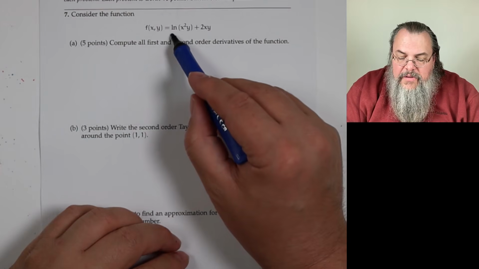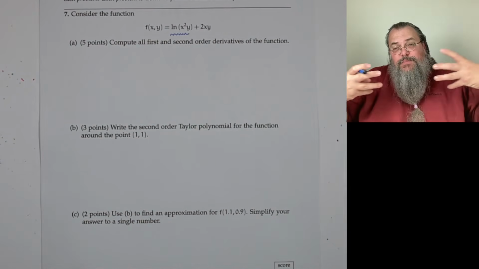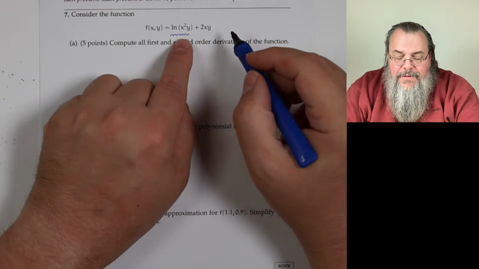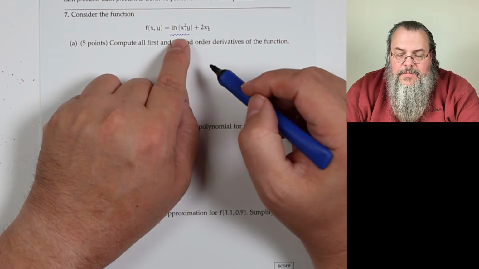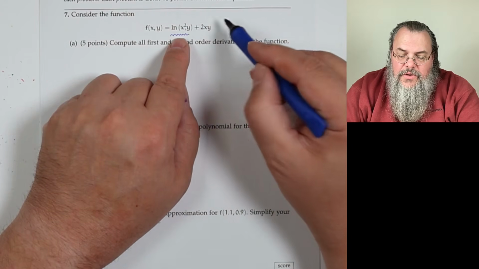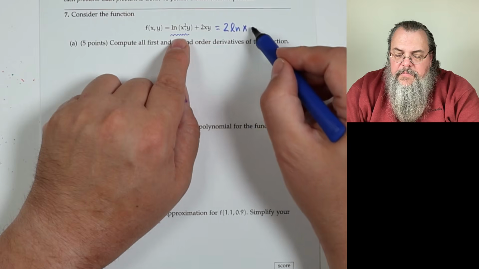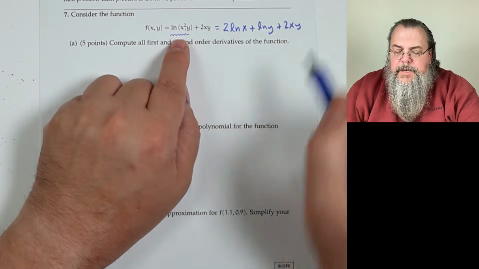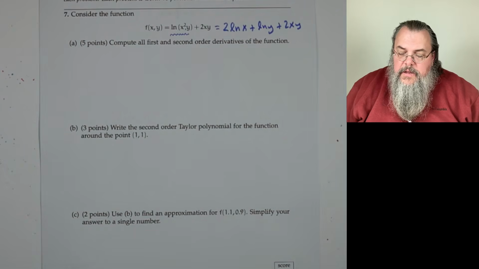And the reason I ask is I see a log. So whenever I see a log, I say, can I pull it apart or maybe push it together? In this case, let's pull it apart. I can take this multiplication, it becomes addition. And then the 2 can come down. So this is 2 log x plus log y plus 2xy. All right. I think that's going to make it a little bit easier for us to work with.